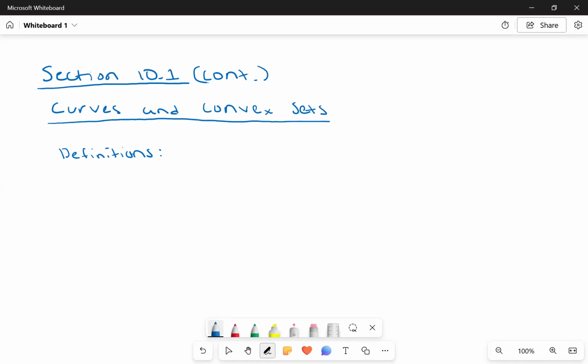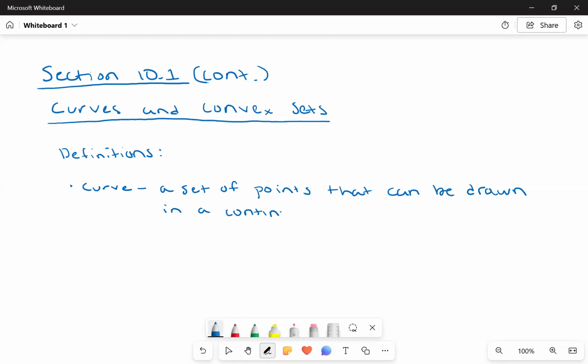So we have a bunch of definitions again. A curve is a set of points that can be drawn in a continuous motion. That's a better way of saying that. Okay, something like this. That's a curve.